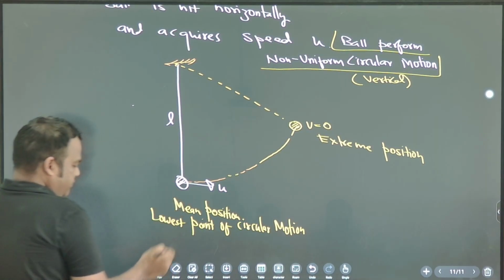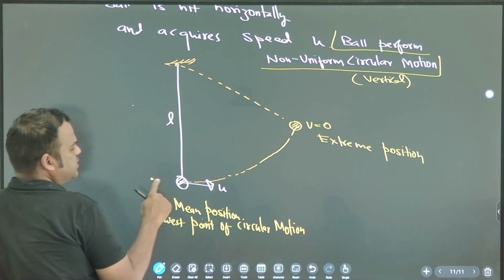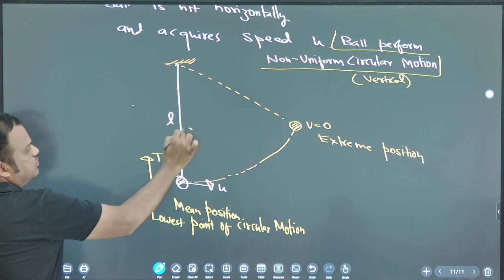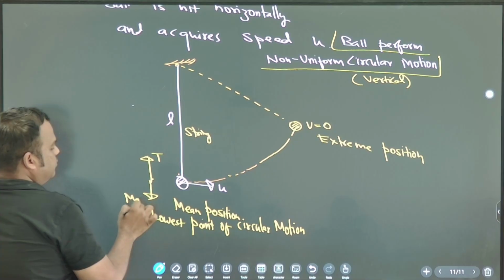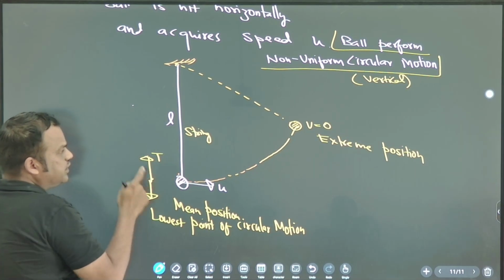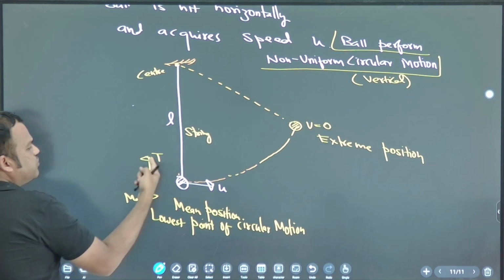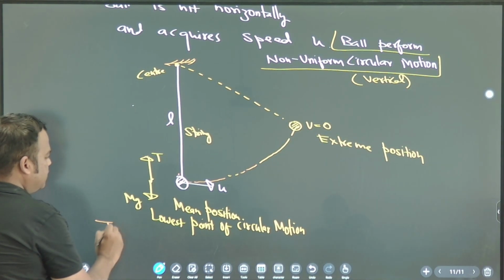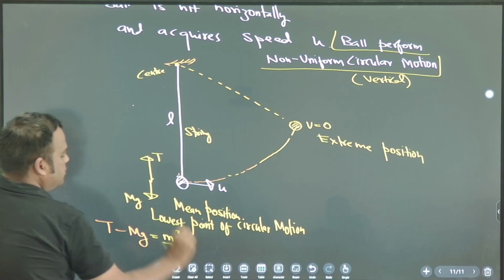Okay, so what are the forces acting? Tell me, when it is at the lowest point, what are the forces? What is the upward force? Tension. It is a string, a string will pull it. Mg downward. It is in circular motion. Where is the center, above or below? Above. Center is above. So which force is greater, T or Mg? T is greater. So you write down T minus Mg is equal to mu square by L.